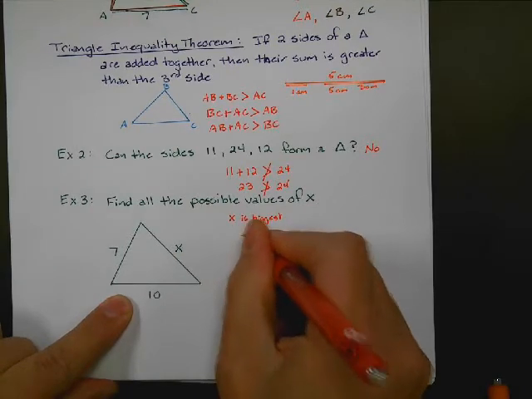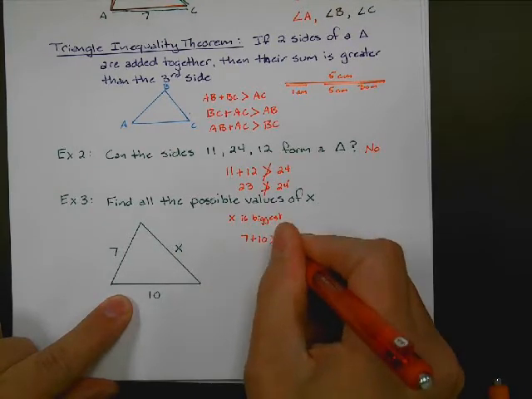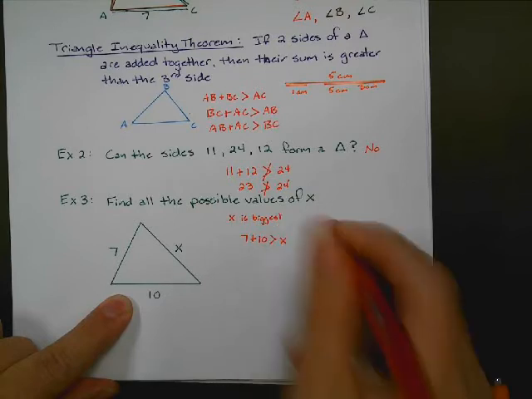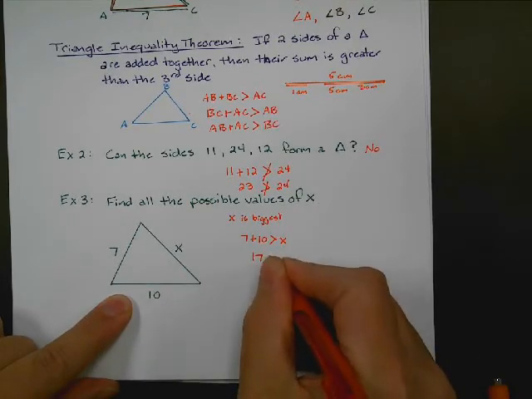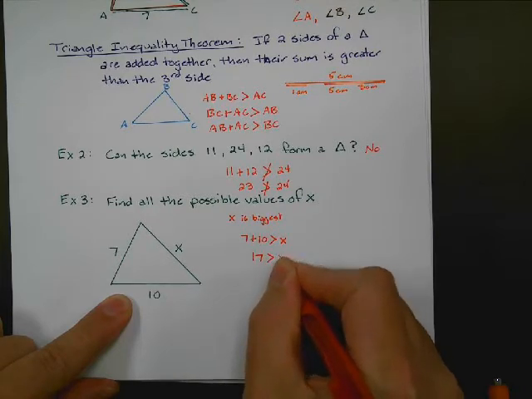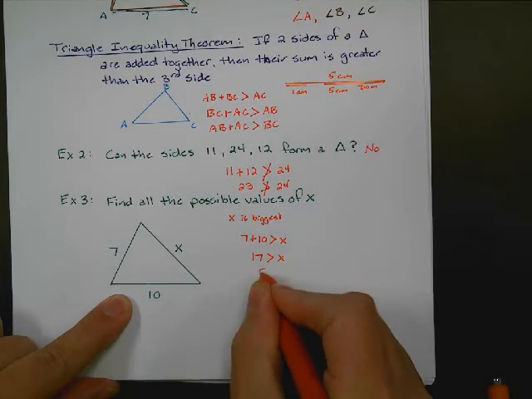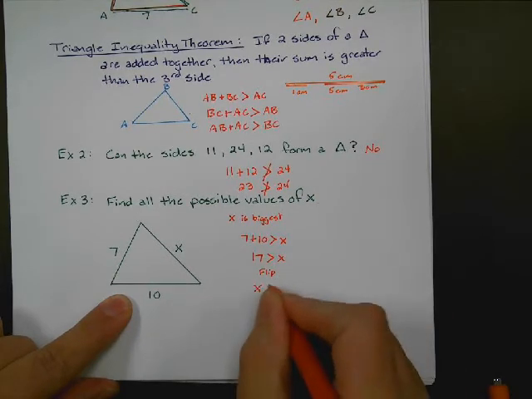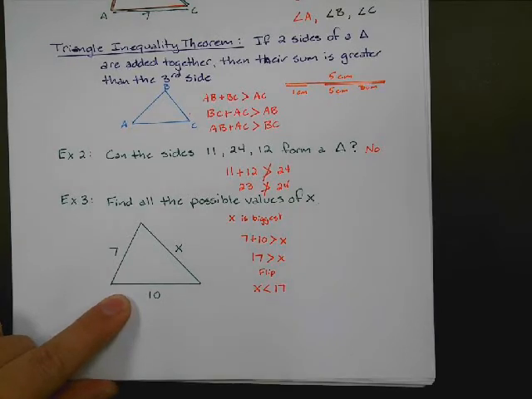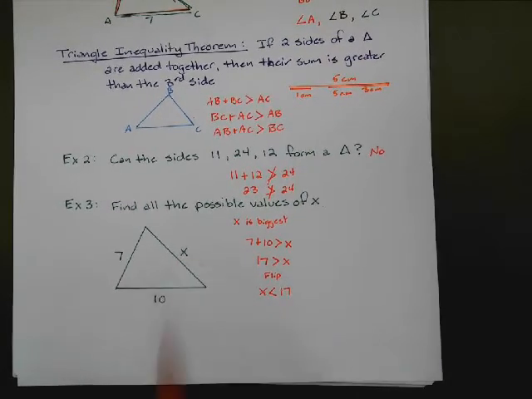7 plus 10 has to be bigger than X. So that tells me that 17 has to be bigger than X, or X has to be less than 17. Flip this one around, and we get X is less than 17. So I know that this one has to be less than 17. But is that all? No, because I don't know what this side is.